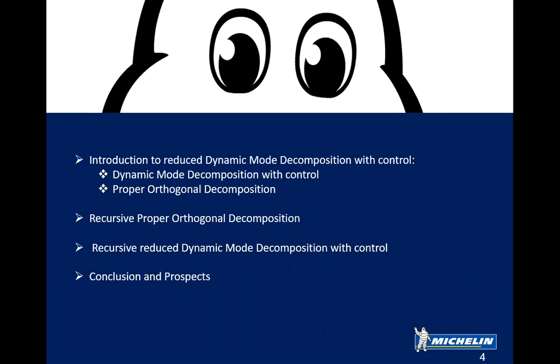But these methods are applied on a batch snapshot matrix and a batch data set. So we have introduced a method which allows us to update what we have recursively. We will do a recursive proper orthogonal decomposition and then introduce the recursive reduced dynamic mode decomposition with control, test them on some examples, and finish with a conclusion and some prospects on how we are proceeding.